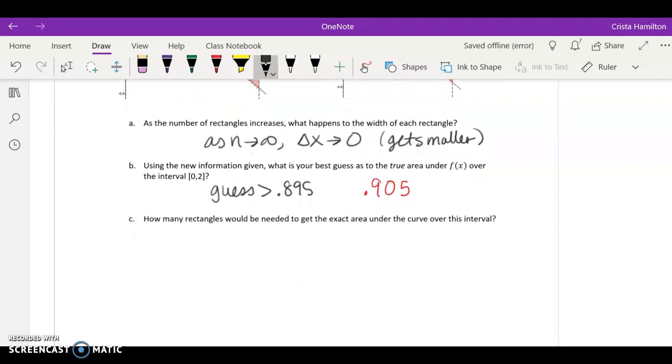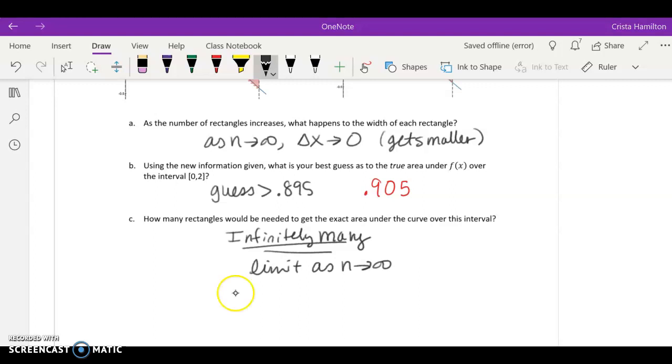So the idea here is, how many rectangles would be needed to get the exact area under the curve? It would be infinitely many. And so that's why we're going to apply the limit as n goes to infinity. All right, so let's show the calculus that we're going to do.